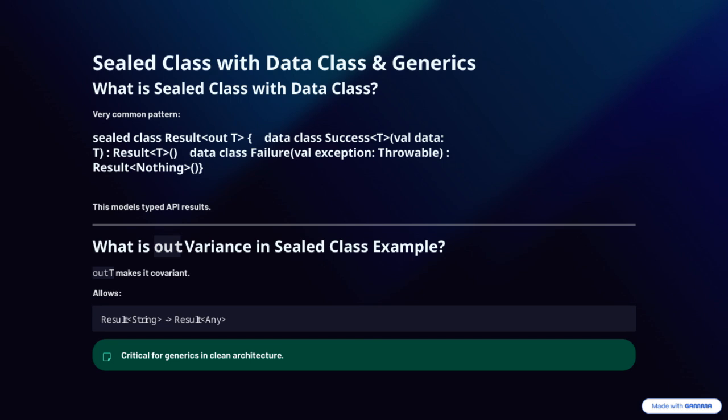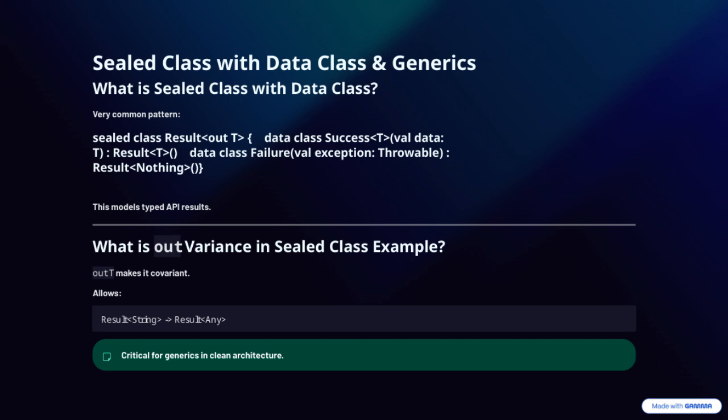So what exactly is out variance? Let's look at the sealed class example. Here, the Result class is sealed and has an out T type parameter. This allows us to treat a Result<String> as a Result<Any>, which is super useful when dealing with API results that could be of various types.